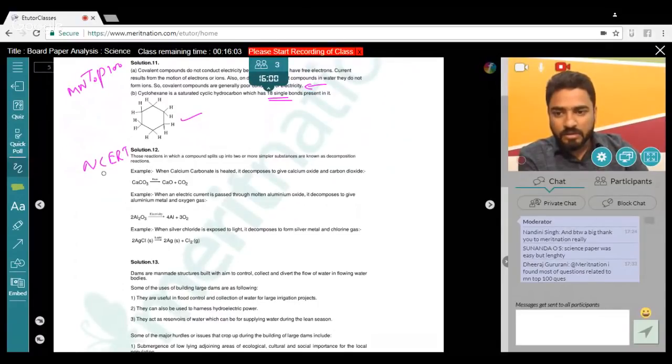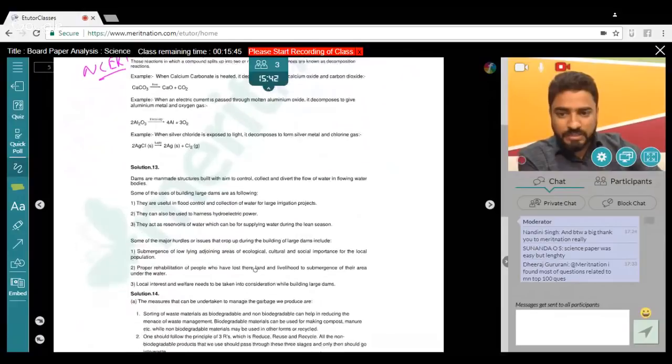So you should have definitely got this one correct as well. If you are not confused with the reactions, I had already told you that you need to stick to the reactions which are only present in your NCERT, nothing apart from that. Okay, directly you can see the solution of this 12th question over here.